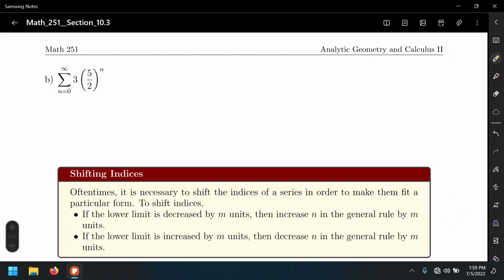Let's look at letter B. For letter B, we have the series sigma n equals 0 to infinity of 3 times 5 halves raised to the n power. Well, the good news here is that the given series is written in the desired form, a times some value r that is raised to the n power. Let's identify those values, a and r. In this case, a equals 3 and r equals 5 halves.